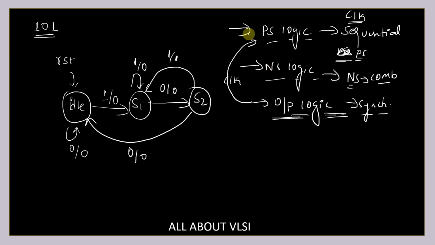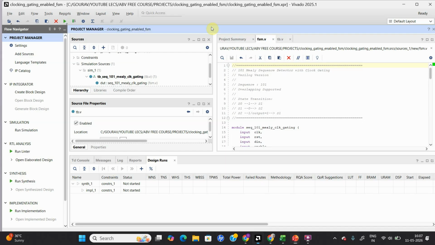Okay. Now, in the present state logic, we are going to include the mechanism which is known as clock gating. So in this present state logic, we are going to implement this clock gating technique for reducing the power. Now, how am I going to introduce it? Let us see in the coding part.